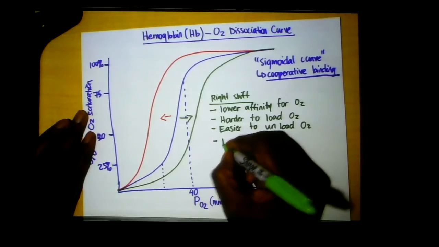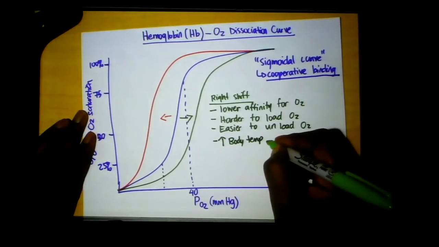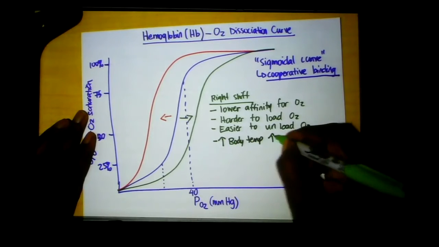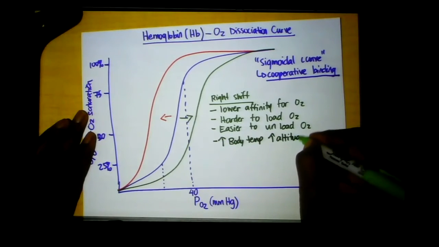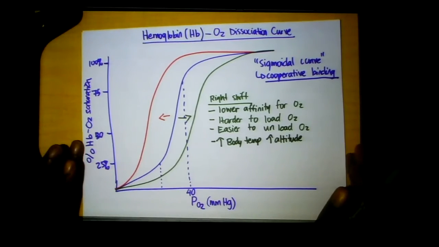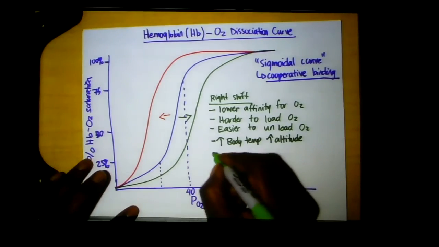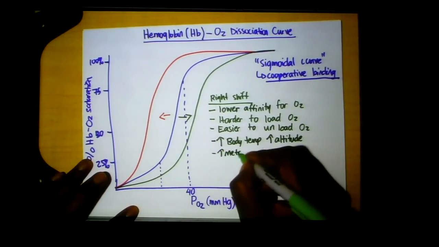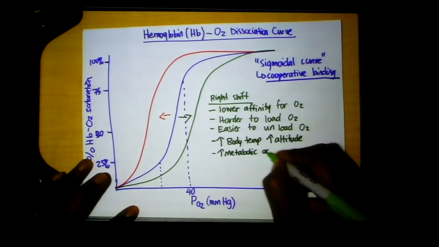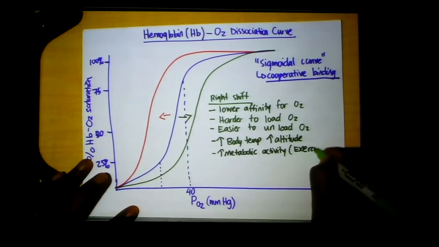This happens under the instance of increased body temperature, as well as increase in altitude. Okay, so increased body temperature, increase in altitude. And really, anytime we have increased metabolic activity, we have a right shift of this curve. Okay, so increased metabolic activity. And we can think about exercise as a really good example in that.